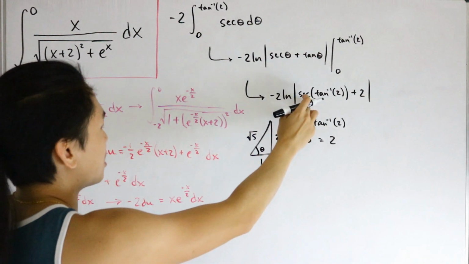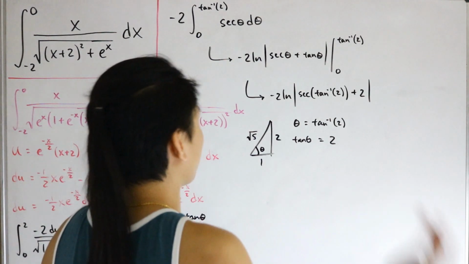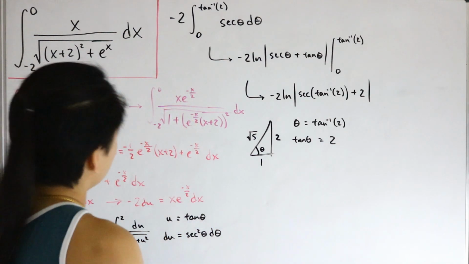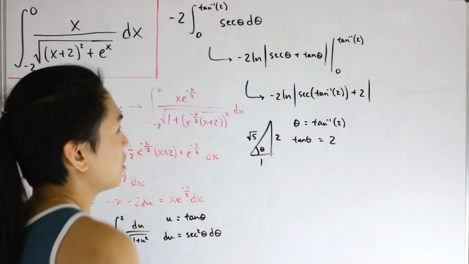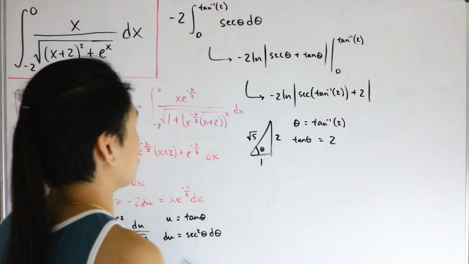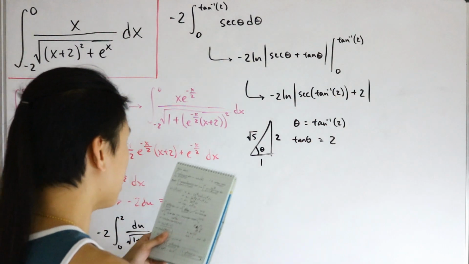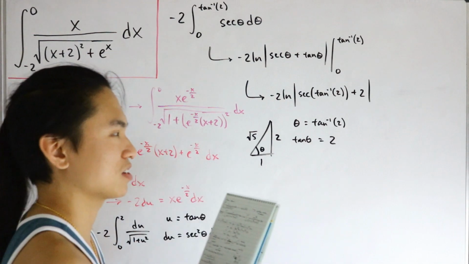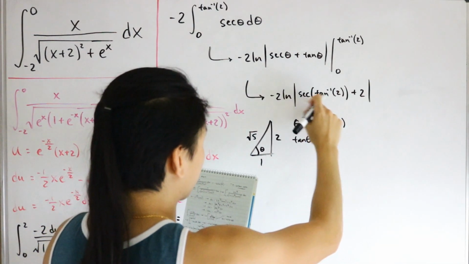Then, of course, we have secant theta, which is the same thing as 1 over cosine theta. So let's find cosine theta for that value. Cosine theta is adjacent over hypotenuse, that's 1 divided by the square root of 5. Then you just take its reciprocal to get the value of secant theta. So secant of inverse tangent of 2 is simply going to yield the square root of 5. I don't know why I said negative. So this is going to be equal to the square root of 5.